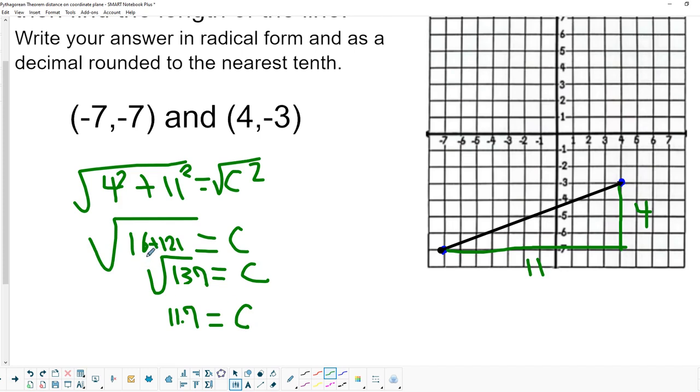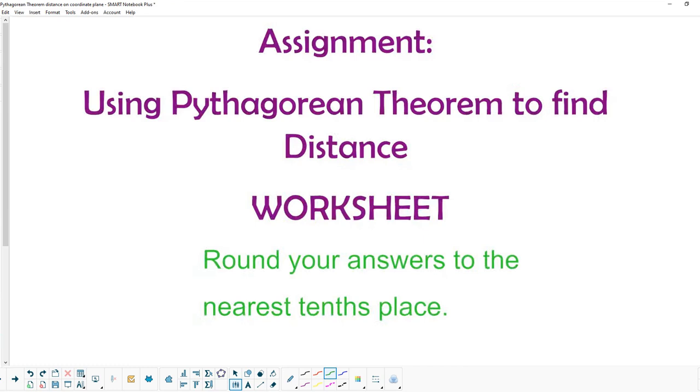So that's how you do these kind of problems. It should be pretty straightforward. Maybe you've seen them before, but we're going to give you a worksheet, and we want you to round your answers to the nearest tenth place.